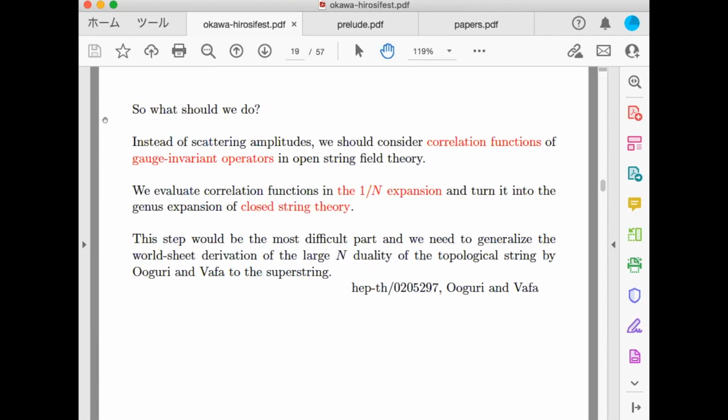Usually in discussing string theory, we consider scattering amplitudes. But in this context, instead of scattering amplitudes, we should consider correlation functions of the gauge invariant operators. We evaluate the correlation functions in the 1/N expansion and turn it into a genus expansion of closed string theory. Perhaps this step will be the most difficult part, and we need to generalize the Witten derivation of the large N topological string by opening the boundary to the superstring.